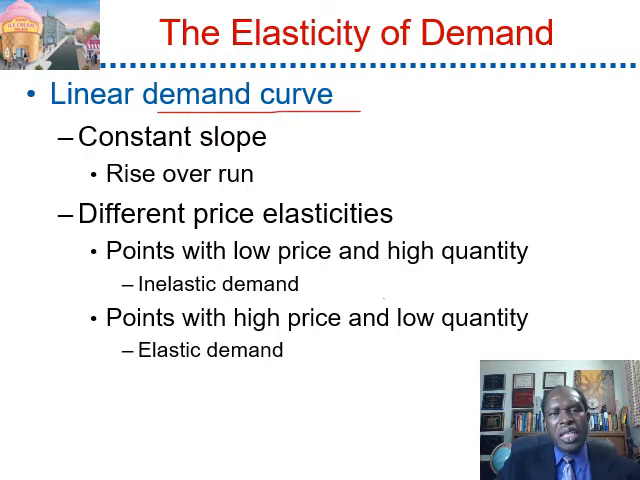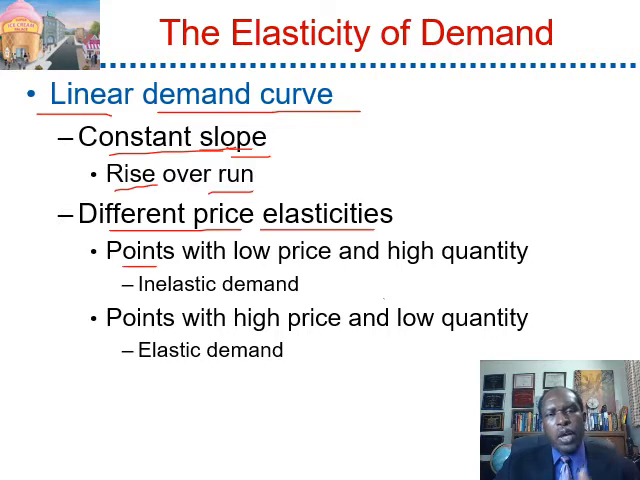When the demand is linear, the slope of a linear demand is constant, meaning it doesn't change, it's the same value. How do you compute the slope of a curve? It's the rise measured on the y-axis divided by the run measured on the x-axis. So different points have different price elasticity. A point with low price and high quantity demanded, the demand will be inelastic. A point with high price and low quantity, the demand will be elastic.